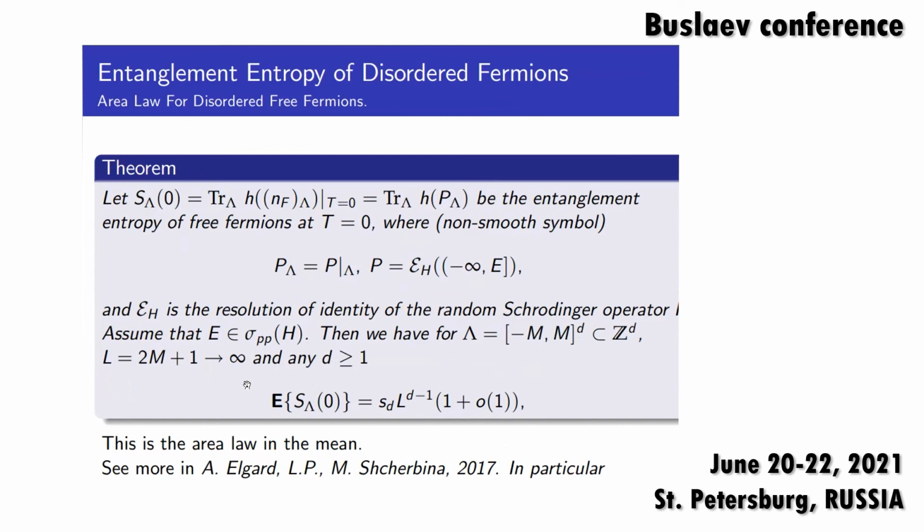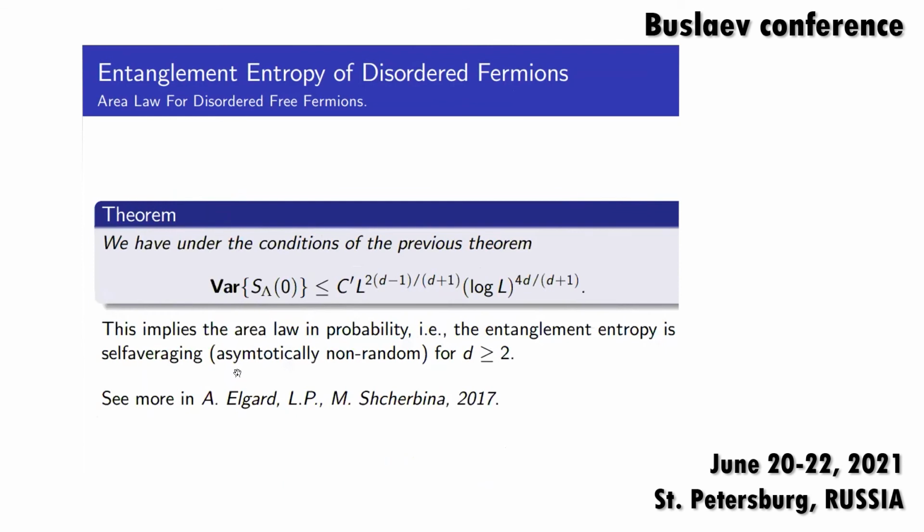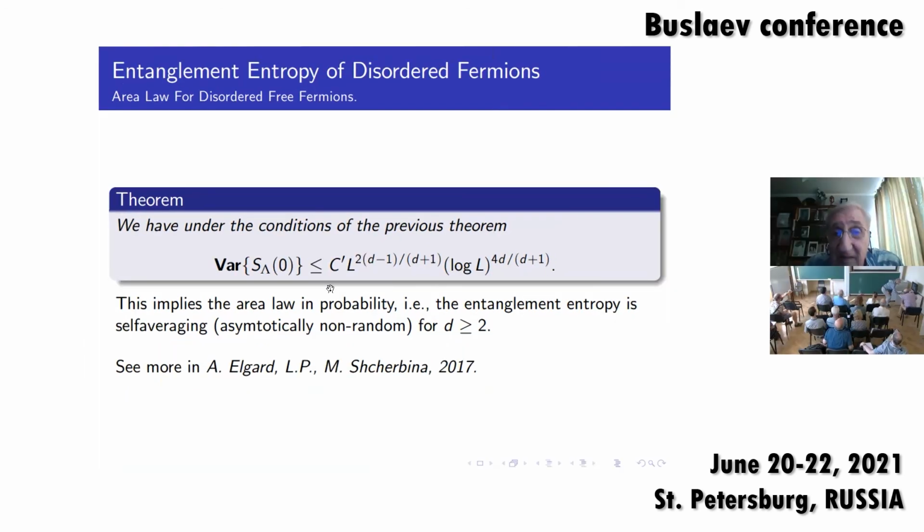But it turns out that you could do more. So under the same assumption as the previous theorem, we can compute the variance of this random variable. And we find that this variance, oh my God, this is again a mistake, excuse me. There should be a minus here. So this variance tends to 0 when L tends to infinity. What does it mean?